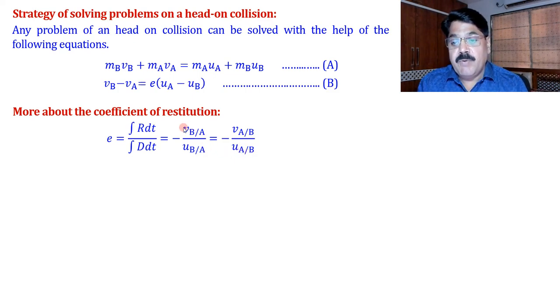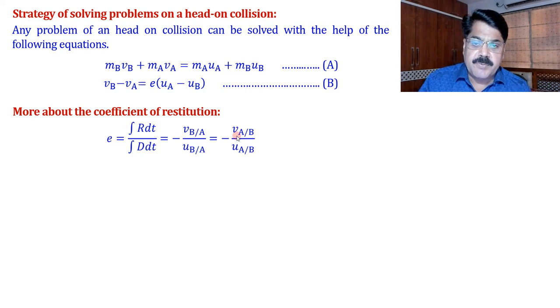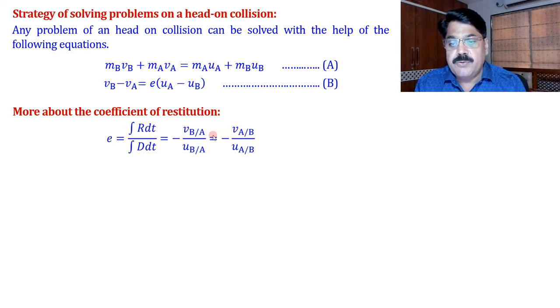Now just see what it shows. Velocity of B with respect to A after collision to velocity of B with respect to A before collision. Similarly, we can write velocity of A with respect to B after collision to velocity of A with respect to B before collision. And while taking this ratio, put a minus sign. That is the impulse of forces during restitution, and that is the impulse of deforming forces during deformation.